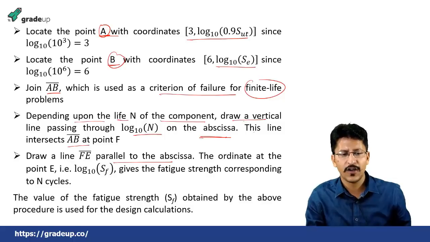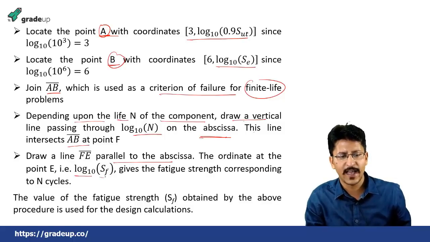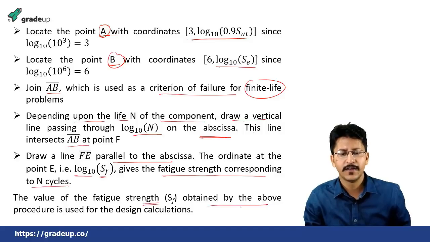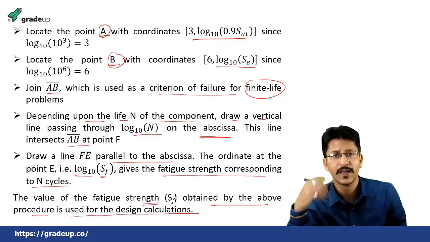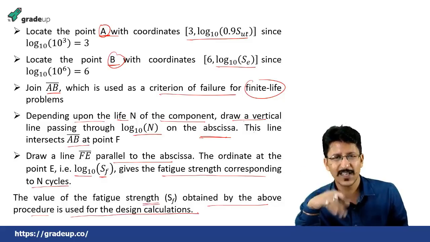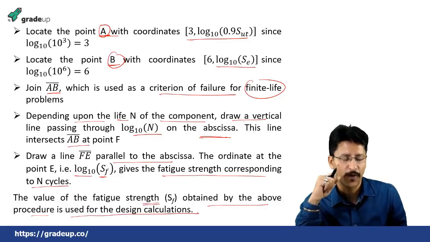The ordinate of the point E, that is log 10 SF, gives the fatigue strength corresponding to n cycles, and this value of fatigue strength SF is obtained by the above procedure. This is used for the design calculations. So this is a standard procedure for solving this part of a problem.